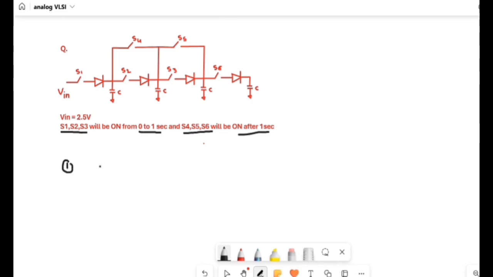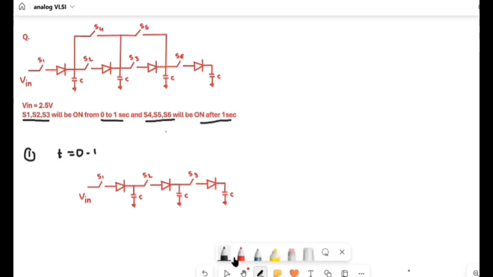First condition is time t equal to 0 to 1 second. In this time interval, let me redraw the circuit. We will be left with a circuit like this. Here switch 1 will be on, this will also be on, this will also be on. As the diode is ideal, it will act as a short circuit. So all three capacitors are in parallel. It will look something like this.